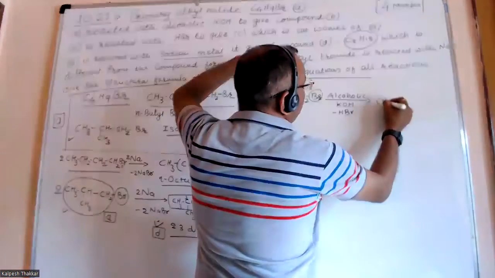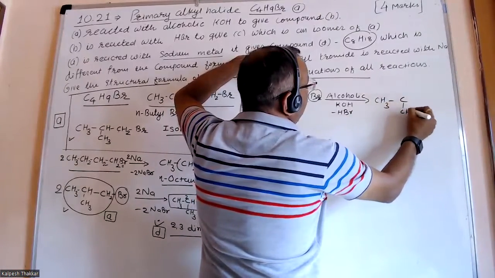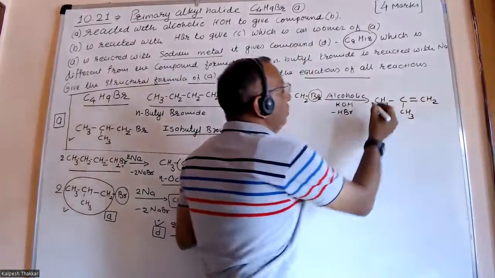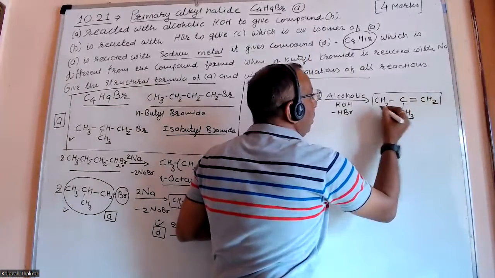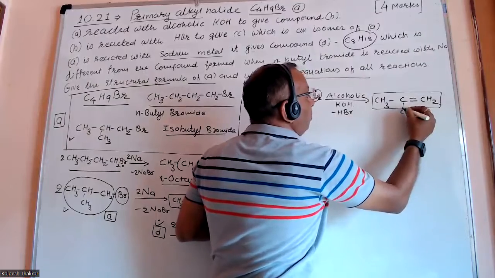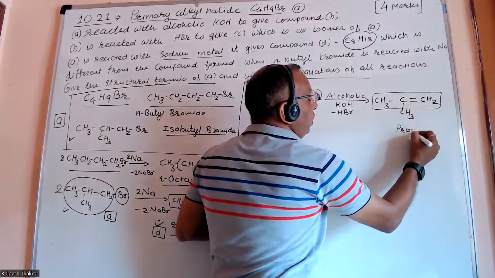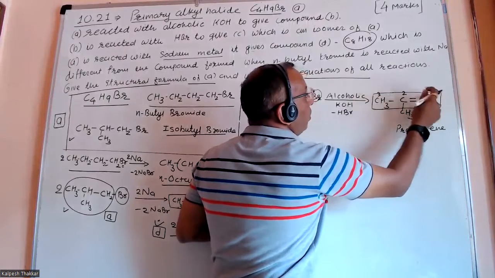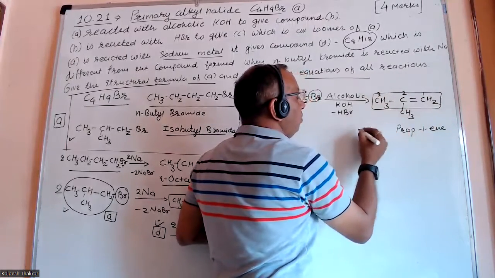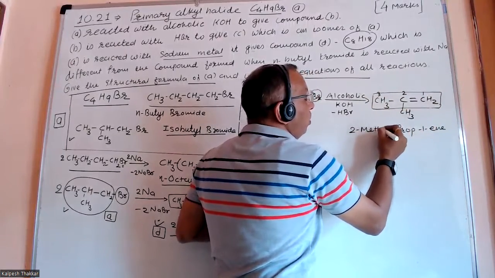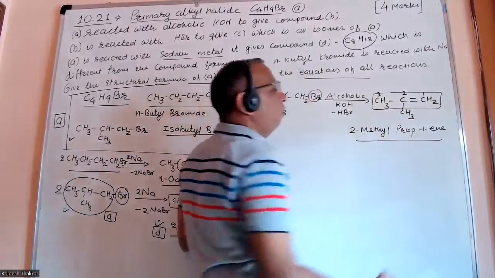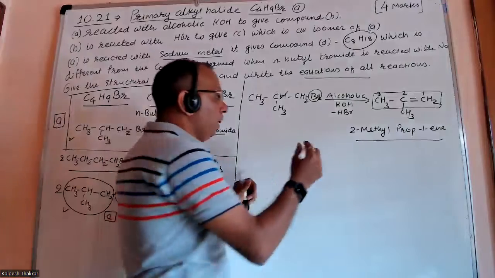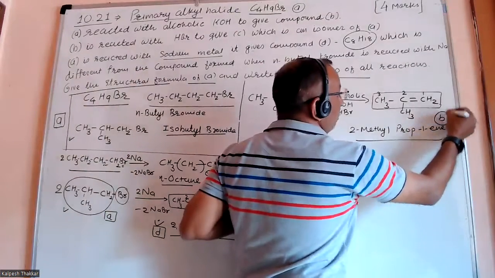So this is first carbon CH3, second carbon, and this is the double bond and CH2, friends. This is a 3 carbon chain in which a double bond is present. So it is prop-1-ene. This is carbon number 1, this is carbon number 2. So it's 2-methylprop-1-ene. That is, friends, our compound B. So this is our compound B.